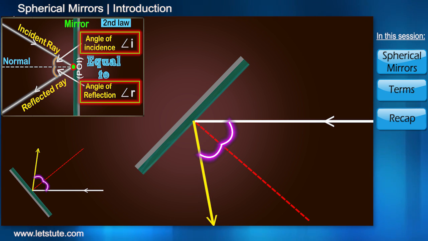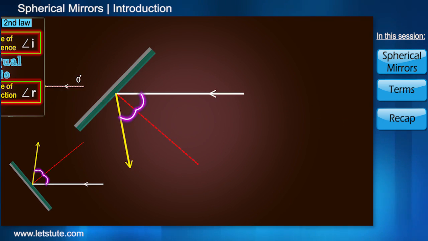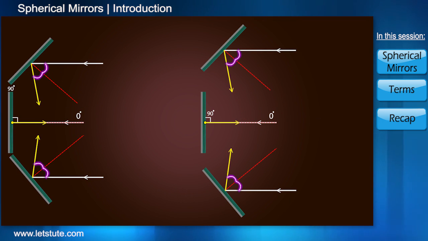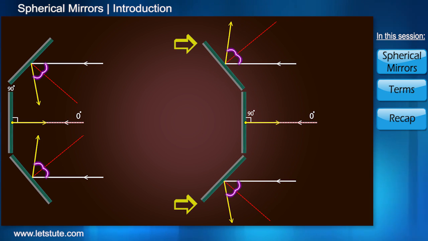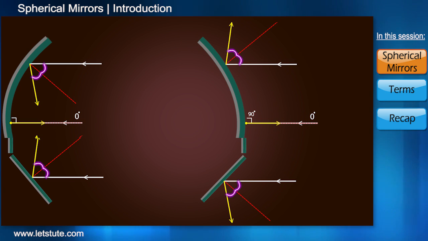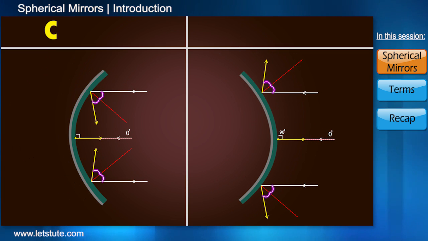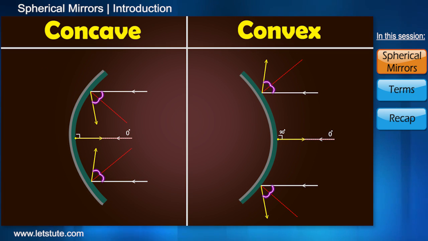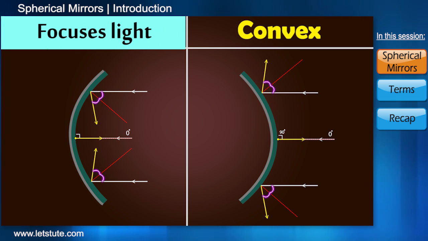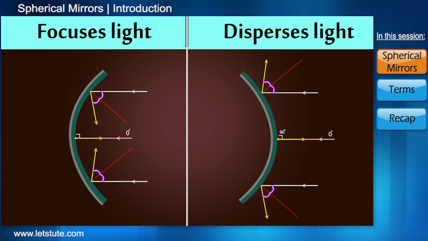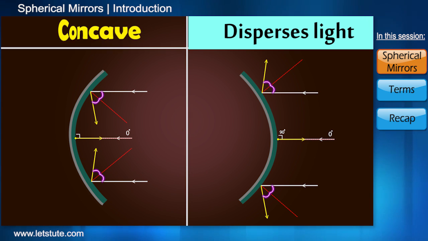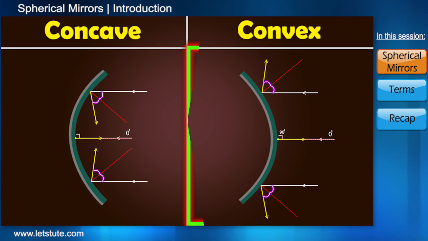Let's compare these mirror positions by arranging them one below the other and also by switching the top and bottom positions. What do we have? Spherical mirrors. As mentioned earlier, spherical mirrors are of two types, concave and convex. From these images, we see that one mirror focuses light while the other disperses it. So here, the converging or focusing mirror is the concave mirror and the diverging mirror is the convex mirror.